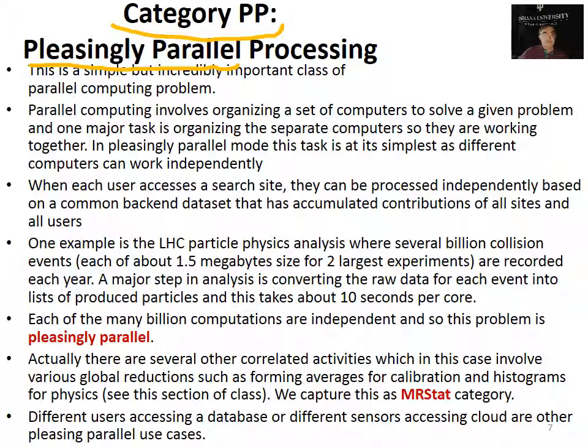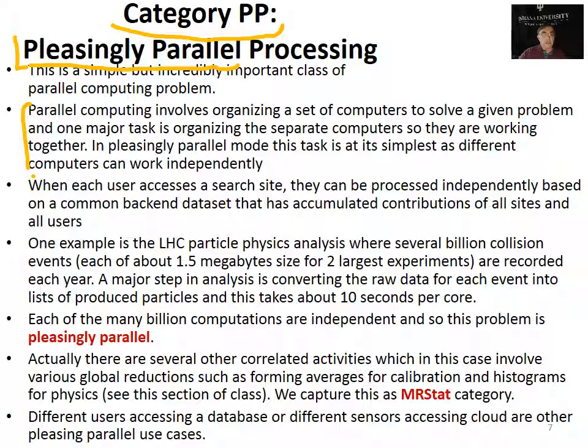Actually, I said it was originally we invented "embarrassingly parallel," and then we changed it to "pleasingly parallel" when we realized that this class was extremely important. And in fact, when people did grid computing, this was the problem class they largely focused on. So as we say here, in parallel computing, you focus on organizing the computers to solve a problem. In the pleasingly parallel case, that organization is pretty straightforward. You do have to do load balancing, but you don't have to do a lot of synchronization.